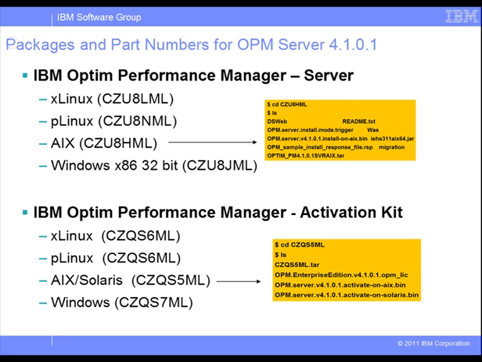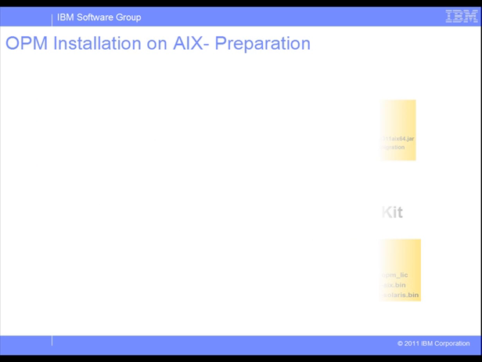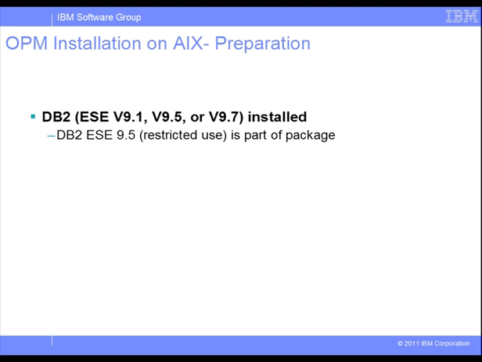There are a few things that need to be prepared for installation on AIX. First, we should have DB2 installed on the machine before this installation because a repository database needs to be created in DB2 during the installation. If the server where Optim Performance Manager will be installed already has DB2 ESE 9.1 or later, we can use it. Otherwise, we can use the restricted use license of DB2 Enterprise Server Edition version 9.5 that's included with OPM.